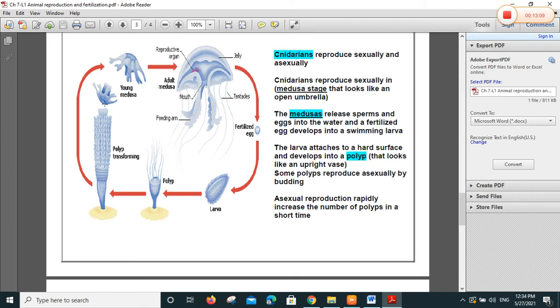What does the medusa look like? It looks like an umbrella, an open umbrella. This is the medusa, but the polyp is like a vase, while the medusa is like an open umbrella.